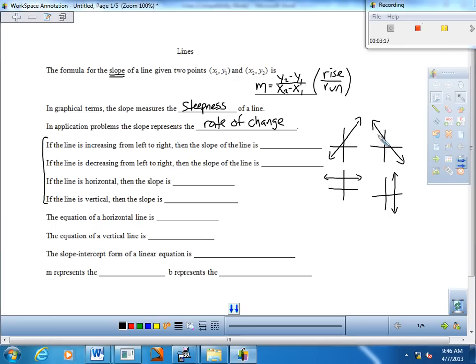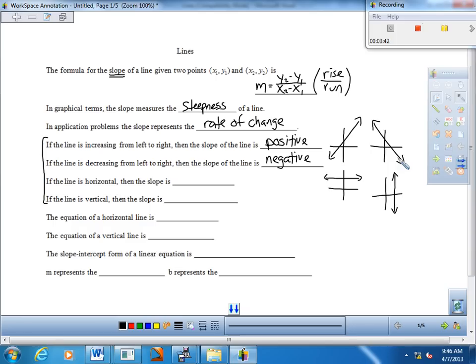Okay, so if the line is increasing from left to right, the slope of the line is, and I hope you're all right with me putting positive in there. Obviously, if we're talking about rate of change, well, obviously the function is changing in a positive manner as we move left to right. If the line is decreasing from left to right, then obviously, guys, the slope of the line is negative. Same deal here. The quantity is going down as we progress through the function. So a negative rate of change.